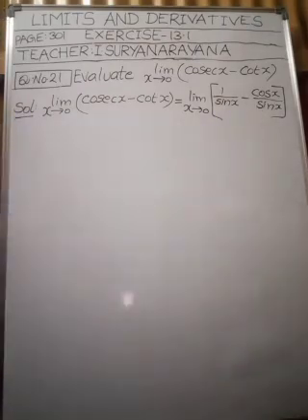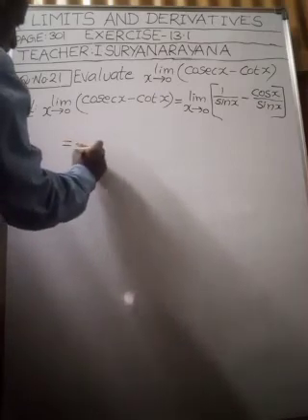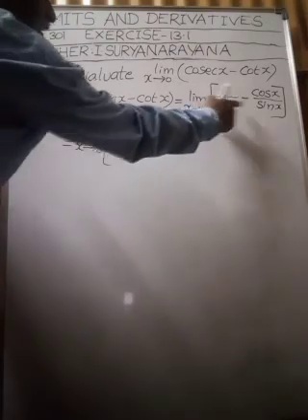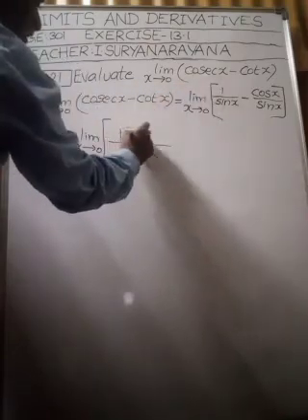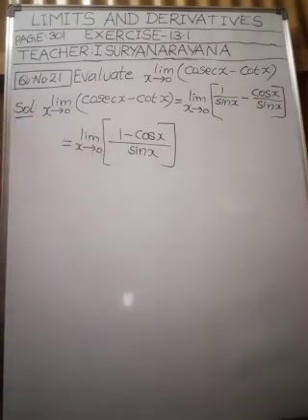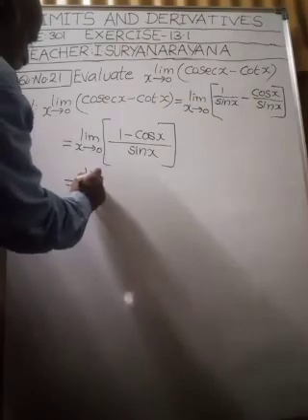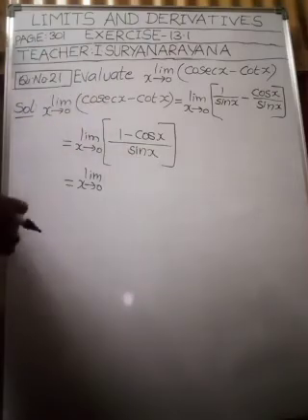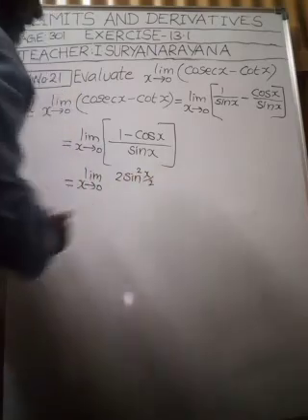Let us take LCM. That is equal to, as x tends to 0, limit of, what is the LCM here? Sin x. Then in the numerator what will we get? 1 minus cos x. Understood this step, my dear children? Right. As x tends to 0, limit of 1 minus cos x. What is the value of 1 minus cos x? 2 sin square x by 2, by the half angle formula.